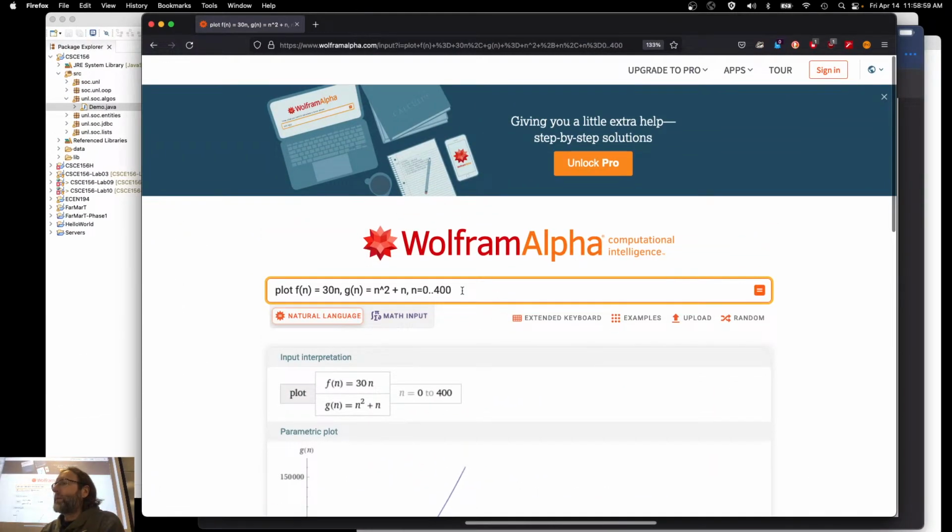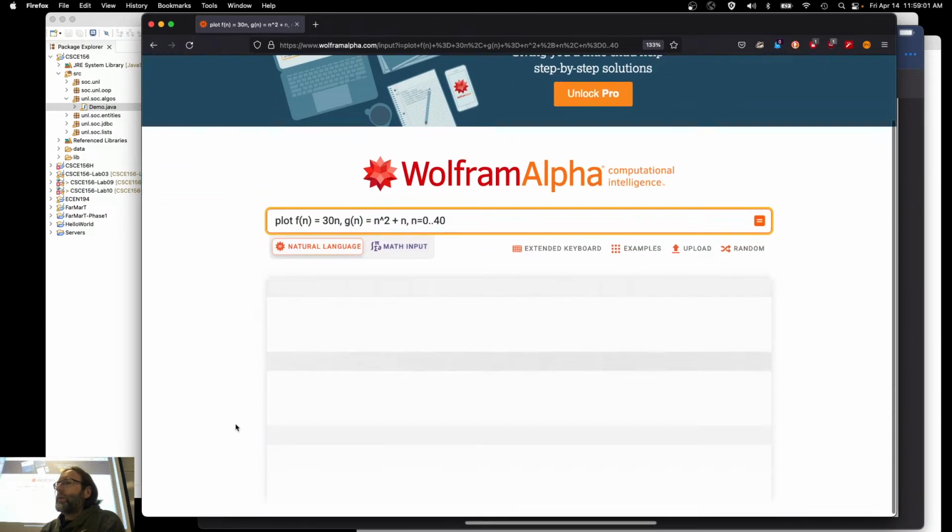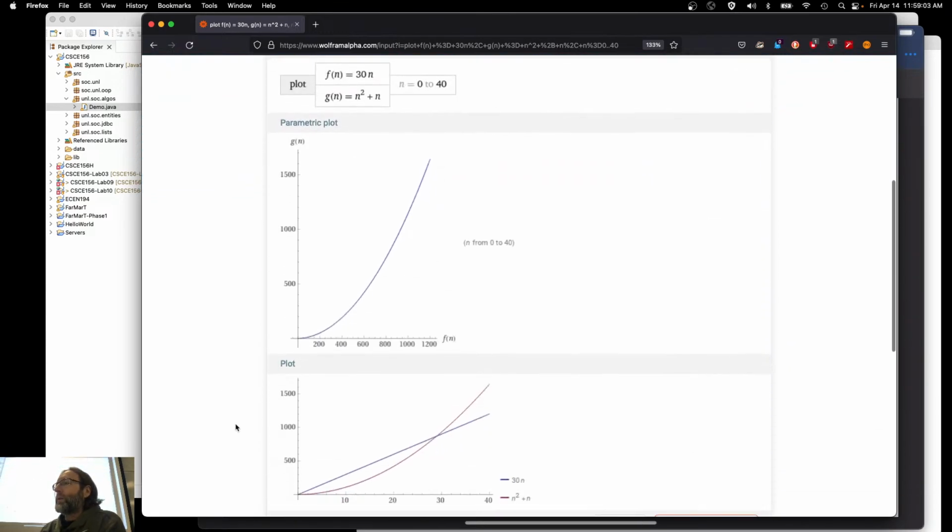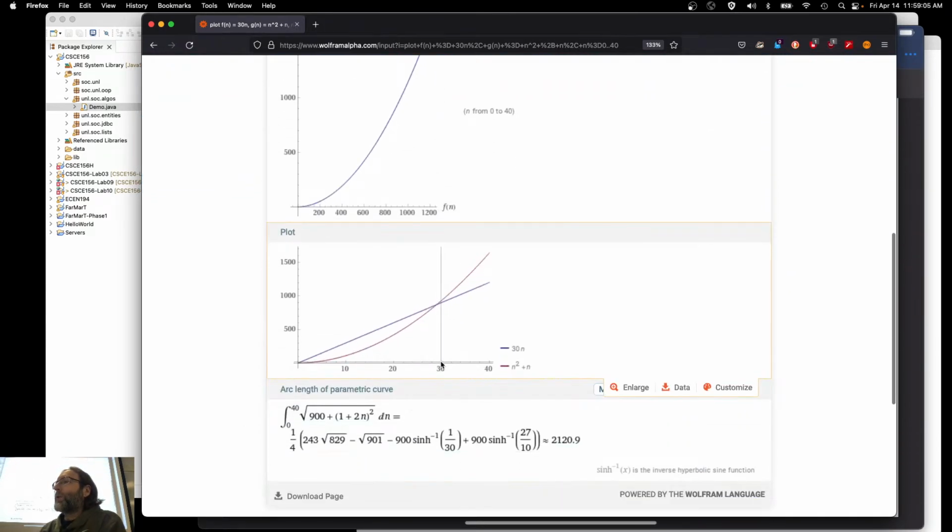Let's zoom back in. There we go. It's somewhere around 30 or something like that. Now, is a graph a proof? No. Is a picture a proof? No, not in math. So, how do we go about proving this?